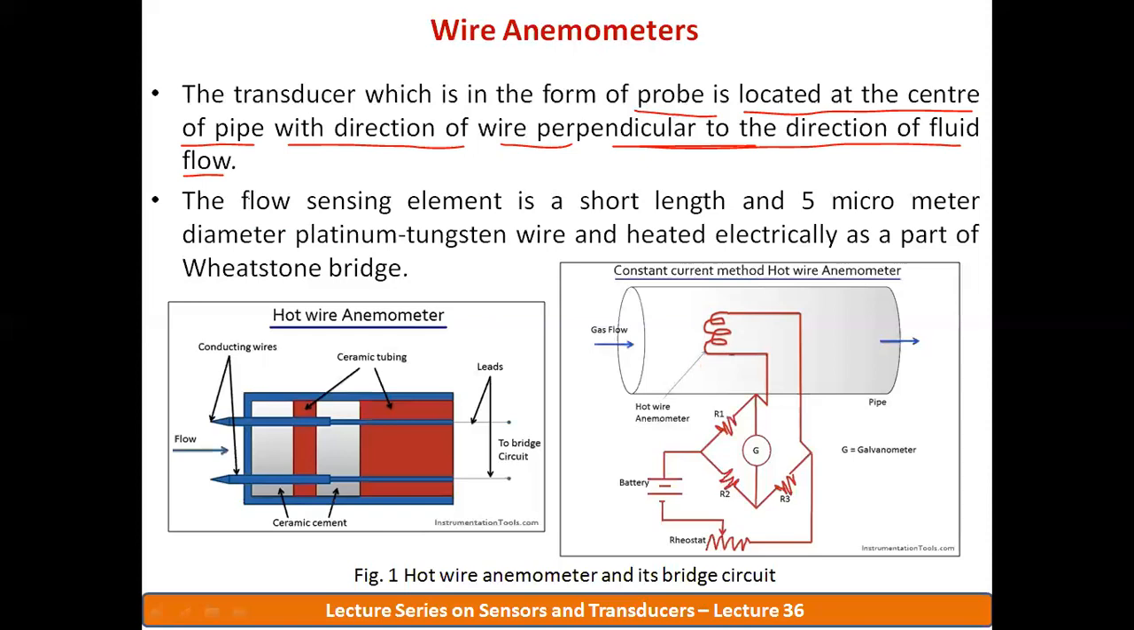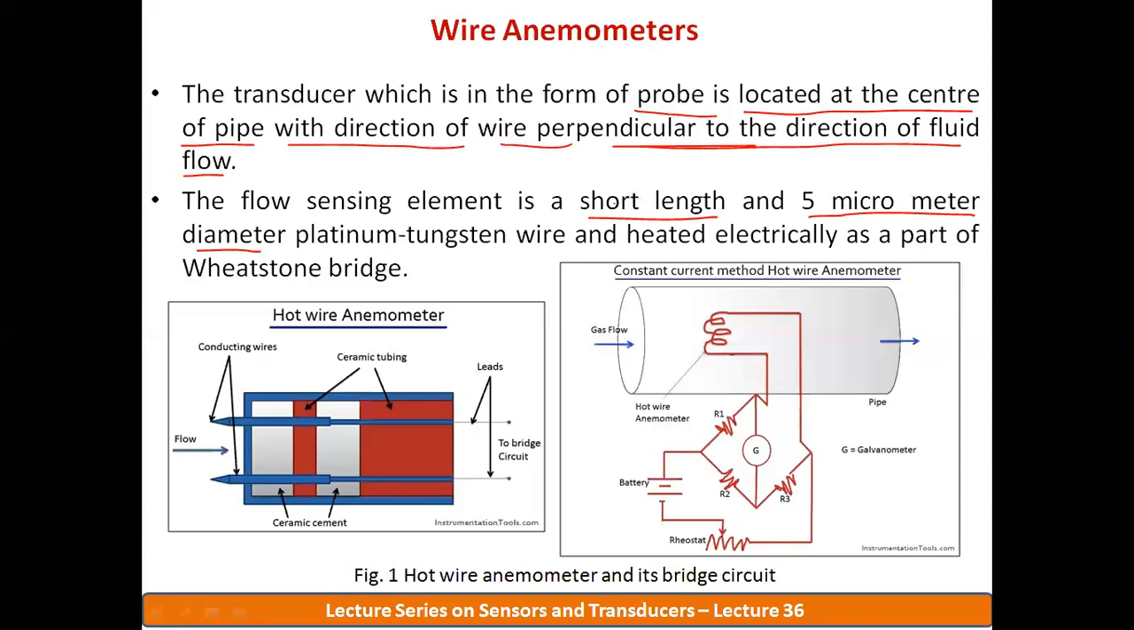The flow sensing element has a very short length, and its diameter will be in the order of a few micrometers. One example is a 5 micrometer diameter.